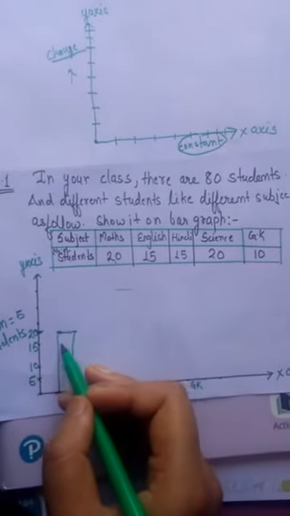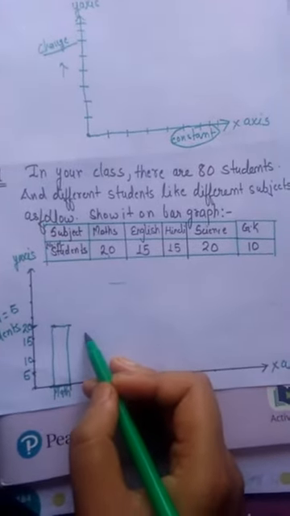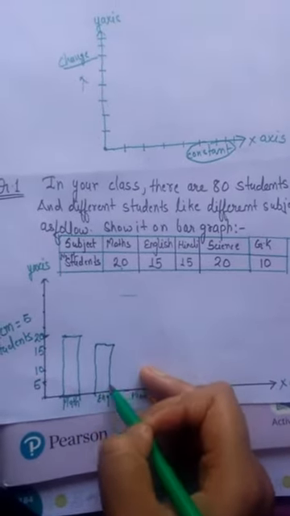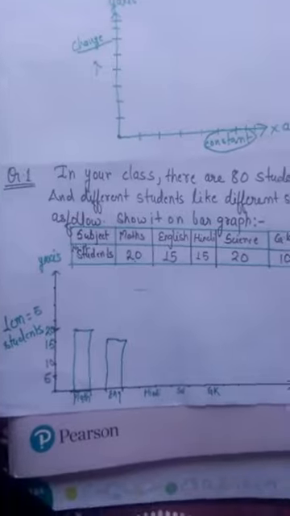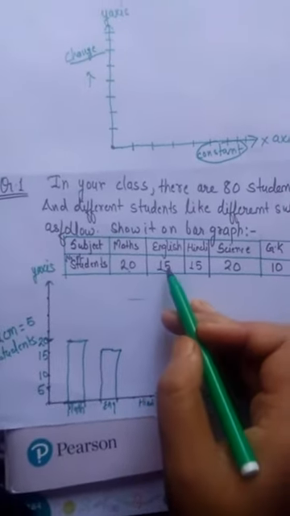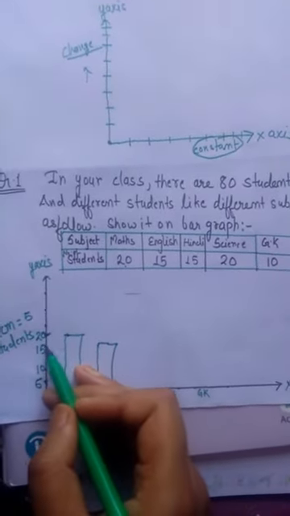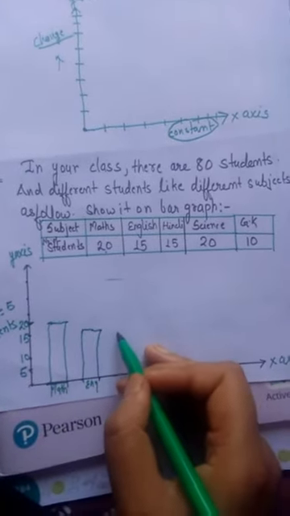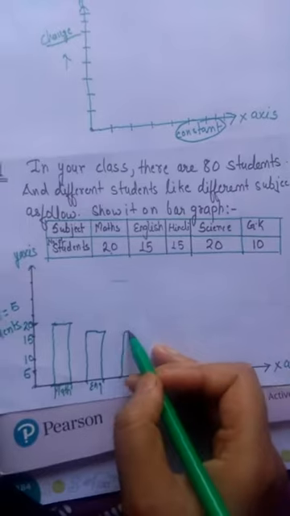Then English is liked by 15 students. Where is 15? Approximately here, but you should make it by scale. You should make it by scale. English is liked by 15 students, so where is 15, you should draw here. Then Hindi is also liked by 15 students.